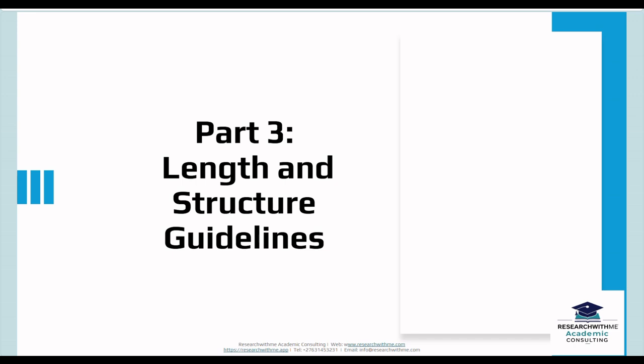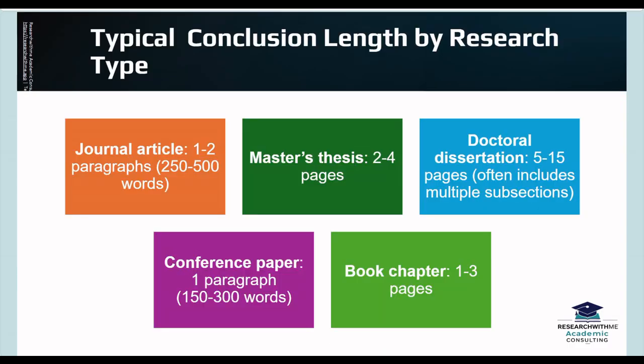Let's look at length and structure, that I alluded to the other time. How long should your conclusion section be when you are writing? It can be determined by the type of research you are carrying out. So let's see one after the other. The length of the conclusion, if you are writing an article, should be between 1 to 2 paragraphs, which is approximately 250 to 500 words.